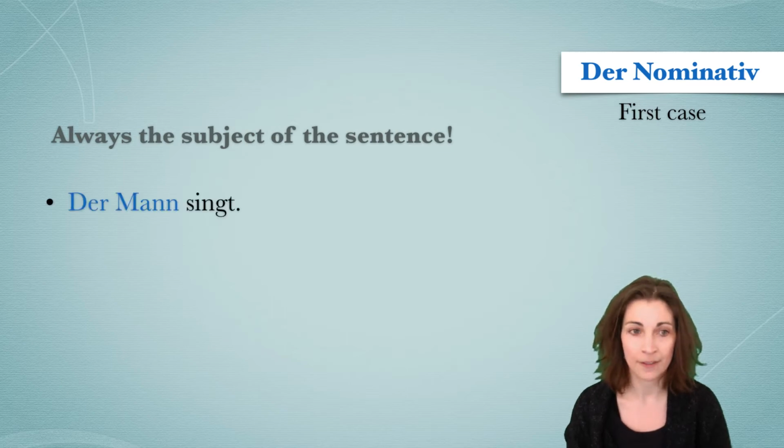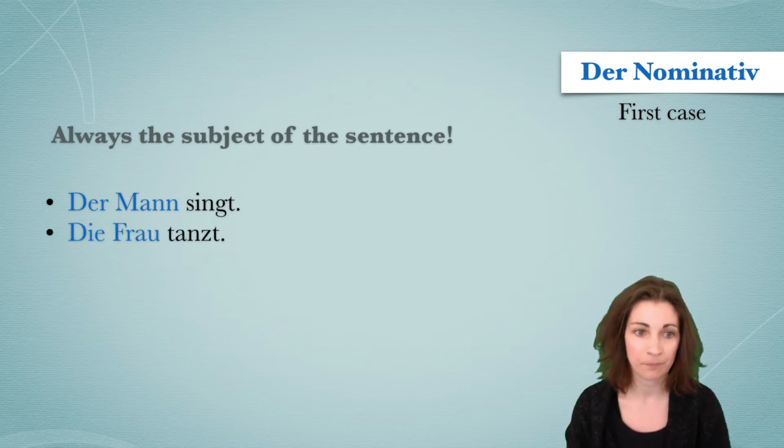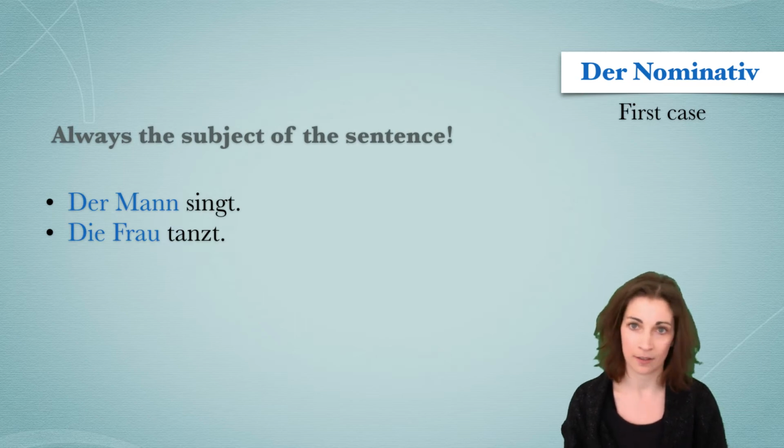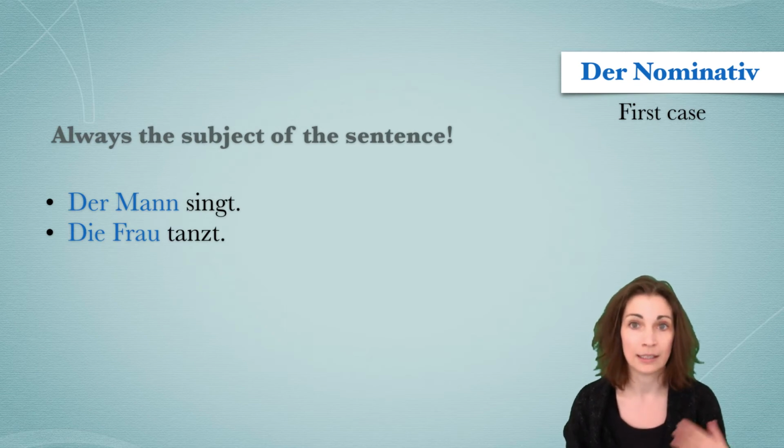For example, der Mann singt, which means the man sings or the man is singing. Here you can ask, who is doing the action? Who is doing what? Who is active? Der Mann, the man. So that's the subject. Die Frau tanzt. That means the woman is dancing or dances. Here we can ask, who does the action? Who is dancing? The woman. So the woman is nominative, first case.